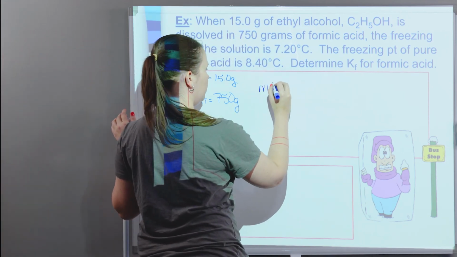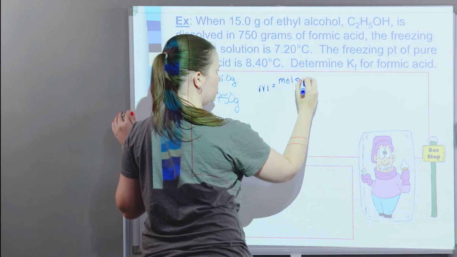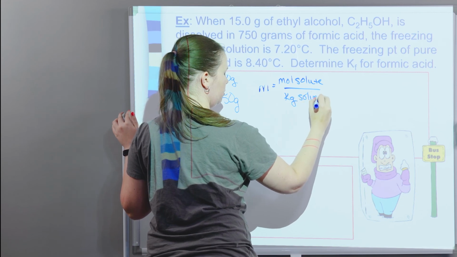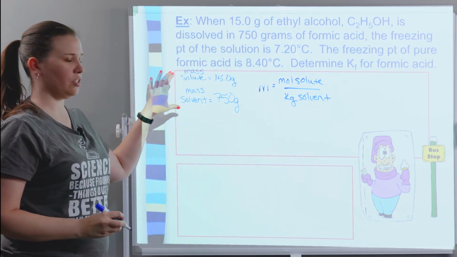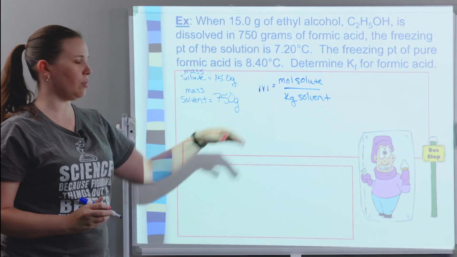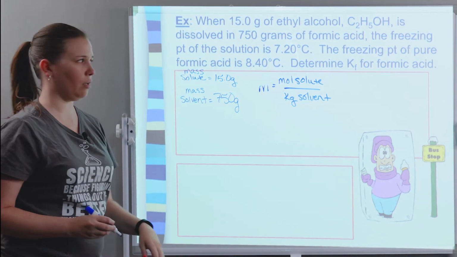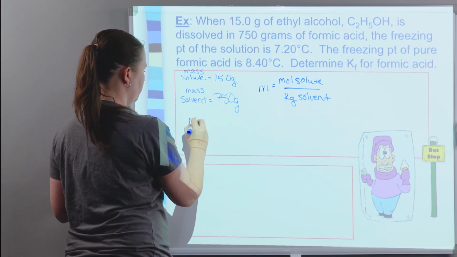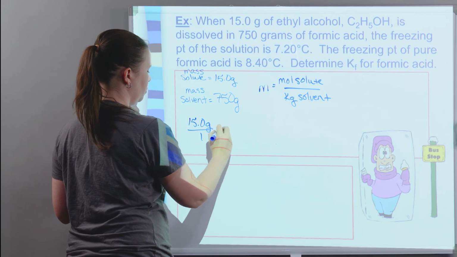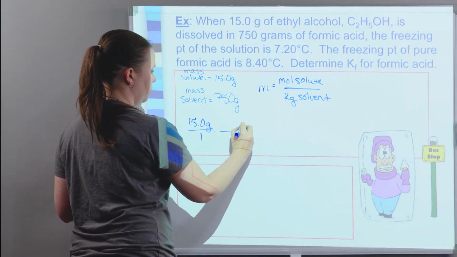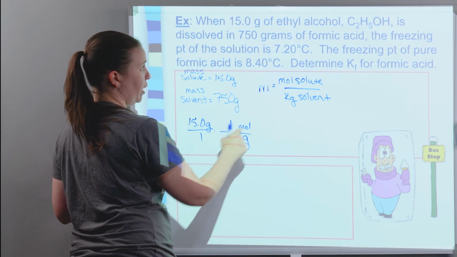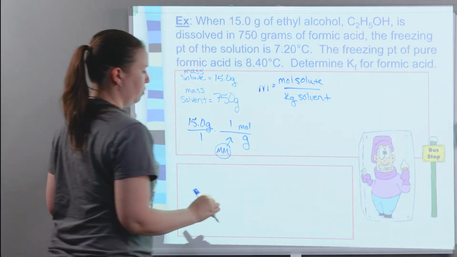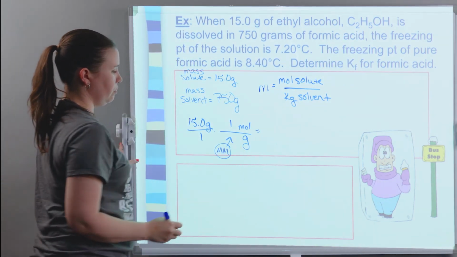So first, molality is mole solute over kilogram solvent, which means I need to convert both of these numbers because the solute is in grams, not moles, and the solvent is in grams, not kilograms. So this solute in grams, 15.0 grams, we need to convert to moles. So that's going to be your mole conversion. We're 1 mole over the molar mass of the C2H5OH. That will give us our moles of solute.